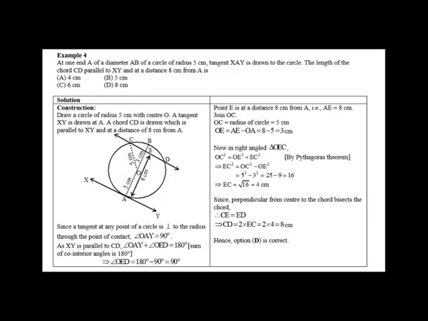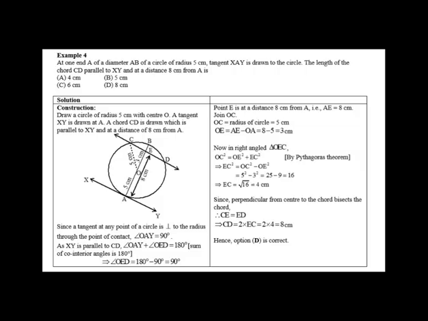Example 4. At one end A of a diameter AB of a circle of radius 5 cm, tangent XAY is drawn to the circle. The length of the chord CD parallel to XY and at a distance of 8 cm from A is option A 4 cm, option B 5 cm, option C 6 cm, option D 8 cm.